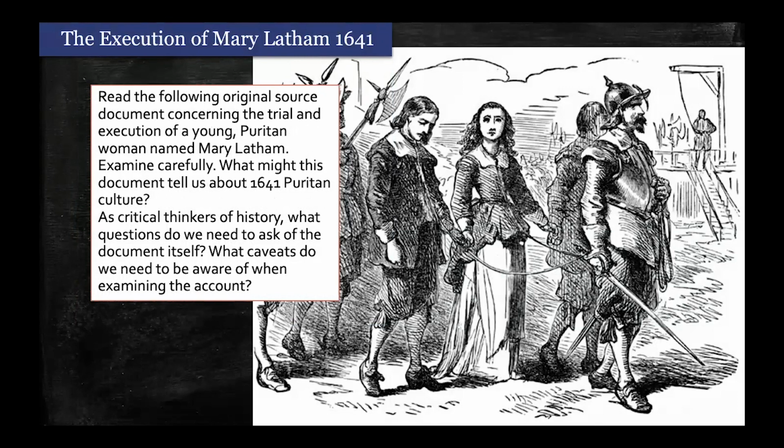The following original source document really gives us a window into the strong moral code the Puritans lived under. And remember, these are people who killed young women, who hanged them during the Salem witch trials. Very controlled society, controlled by Puritan pastors. Very strict moral code. The execution of Mary Latham, 1641.